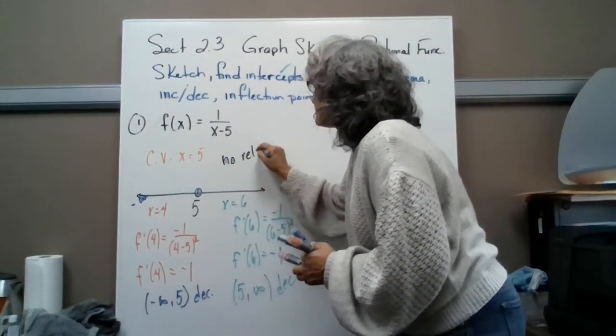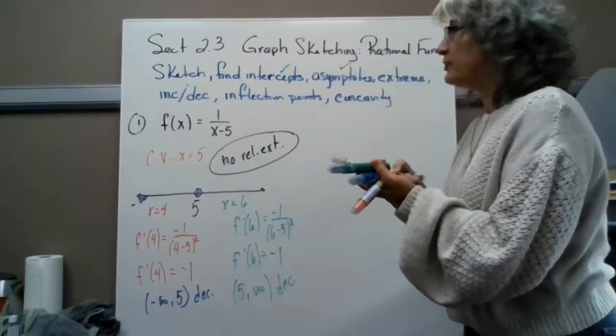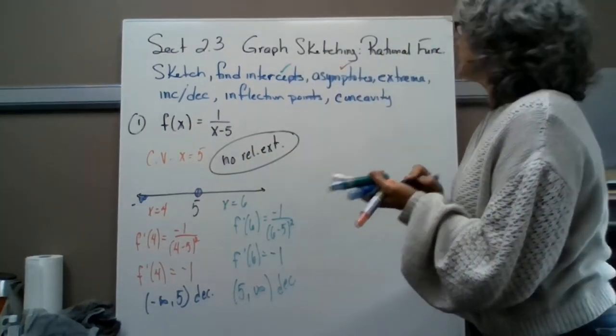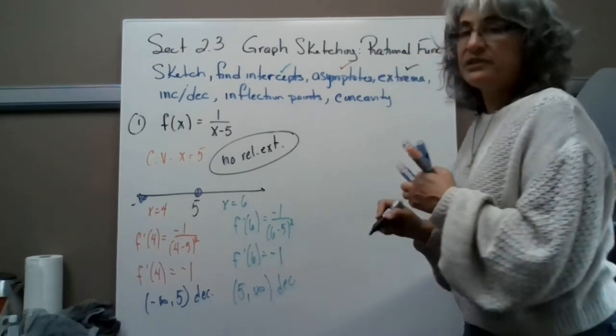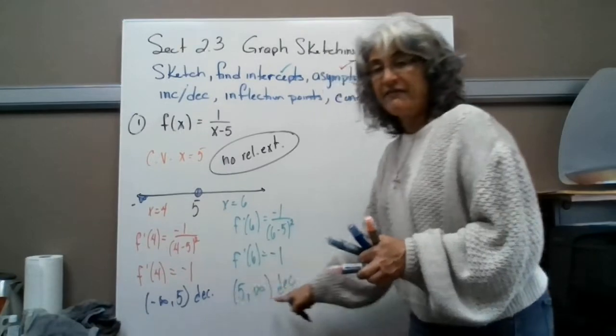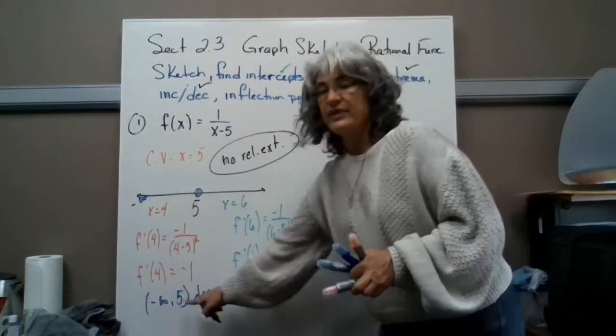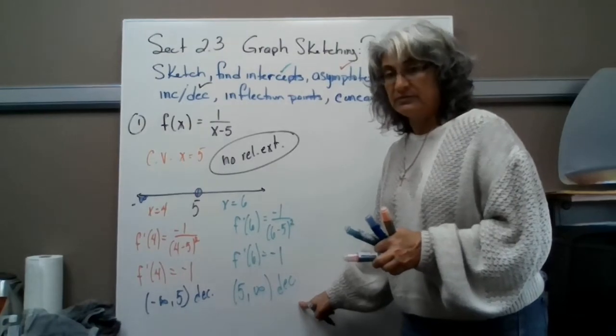I'll write it up here so you can see it. I have no relative extrema here. So I looked for the relative extrema, and don't have it. At the same time, I found where it was increasing and decreasing. So that is now done as well. Okay.